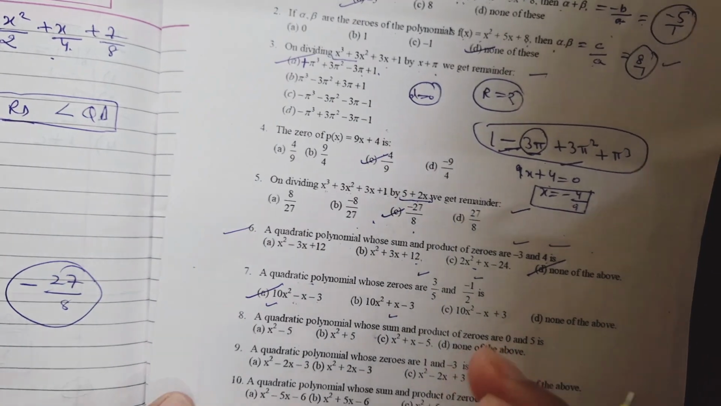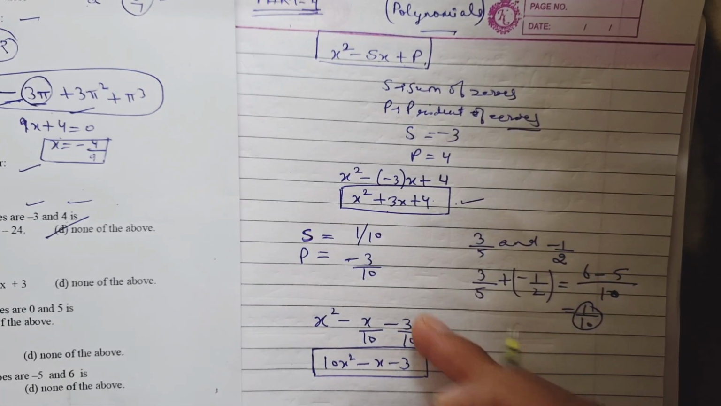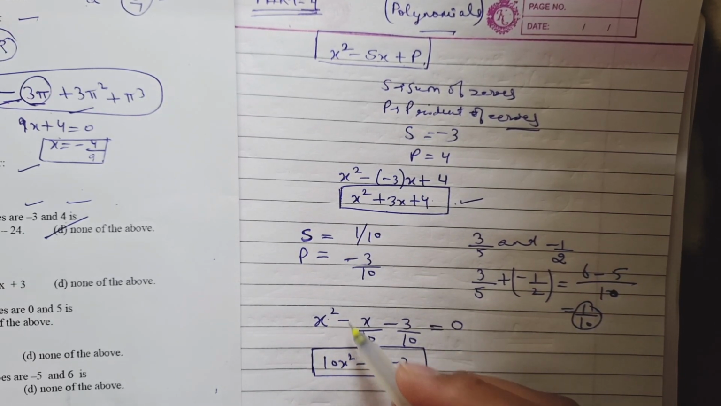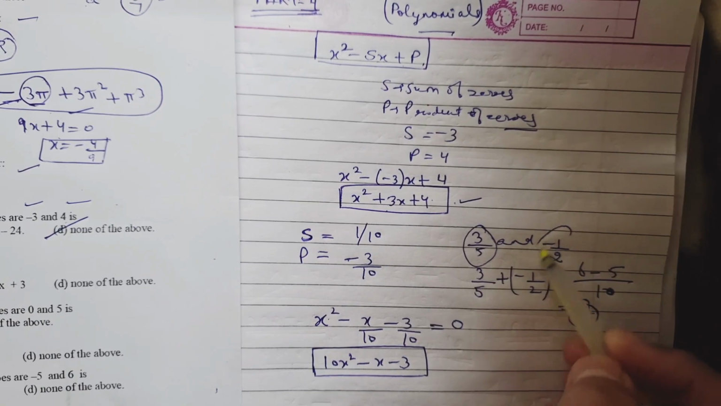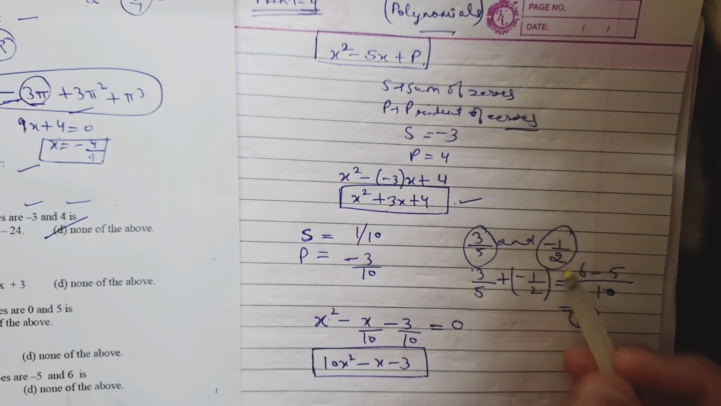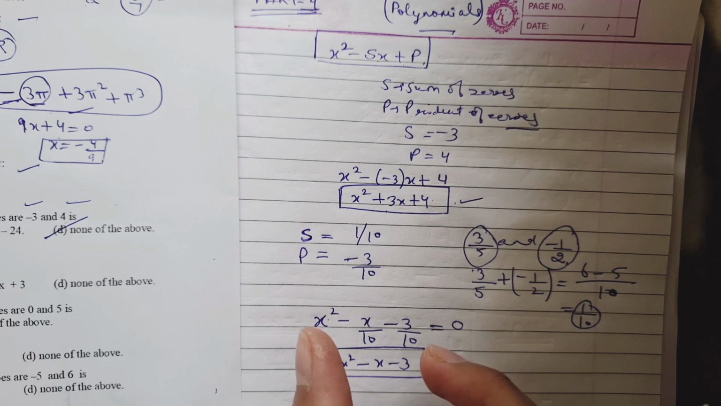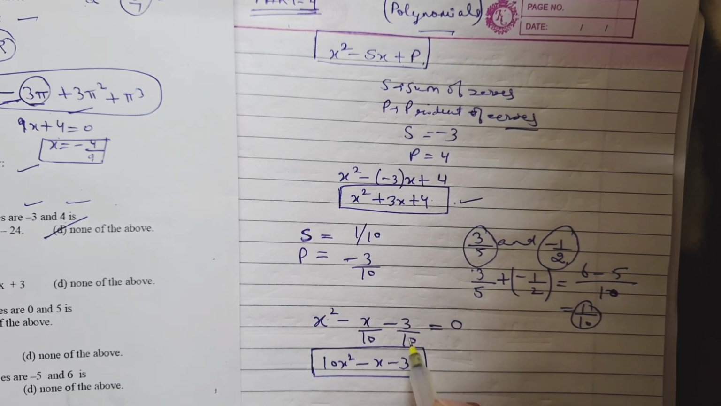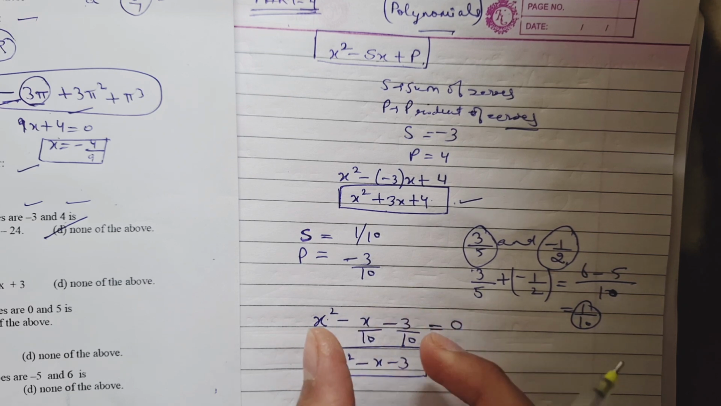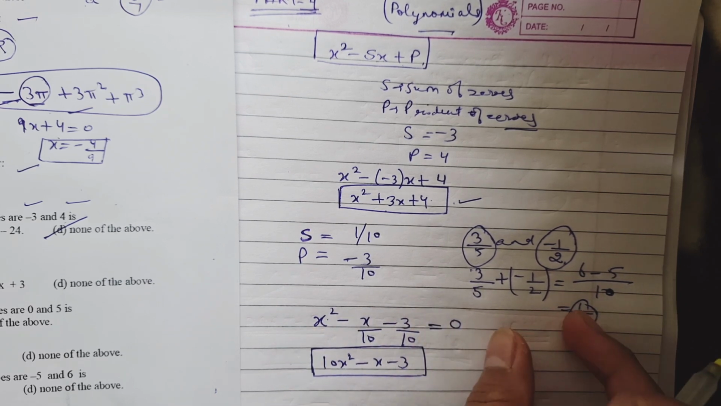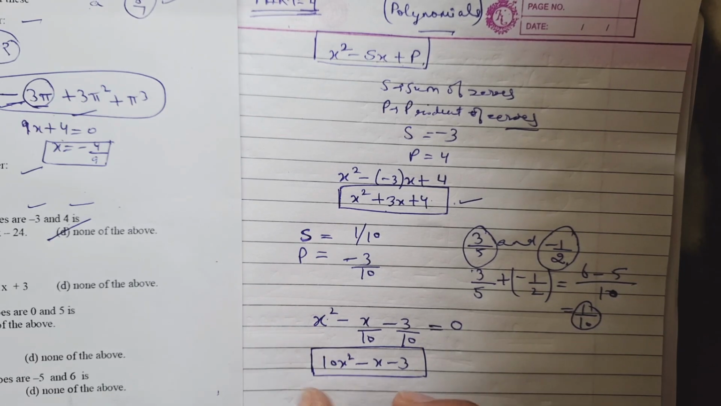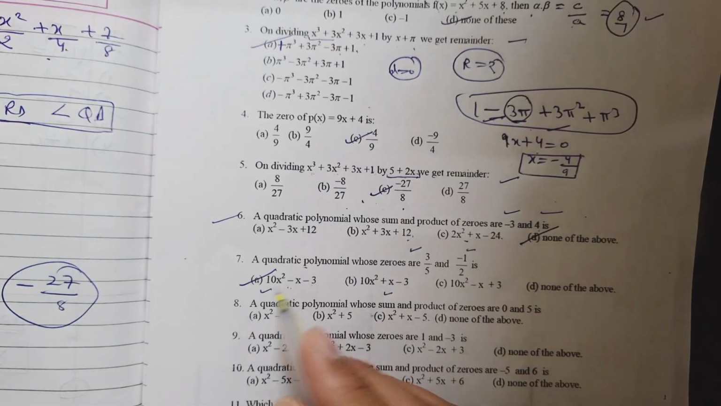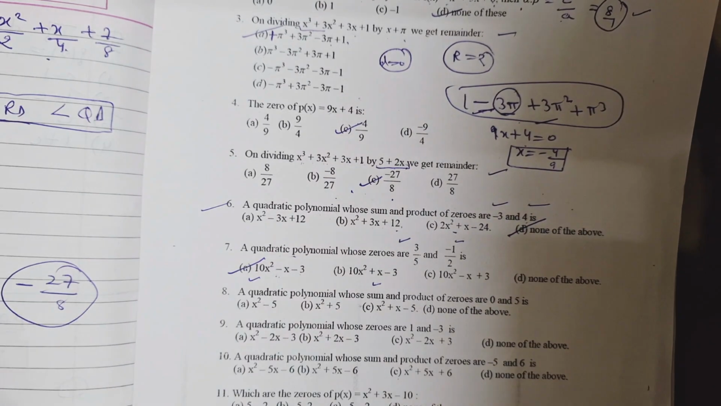See how we come to this: we put it equal to 0, because we are doing the question with the given zeros 3 by 5 and minus half. So we have to make the quadratic polynomial equal to 0. Right hand side equals 0. Now when we multiply both sides by 10, the right hand side and the left hand side are both multiplied by 10, your quadratic polynomial will come 10x square minus x minus 3, and the first option will be the correct option.